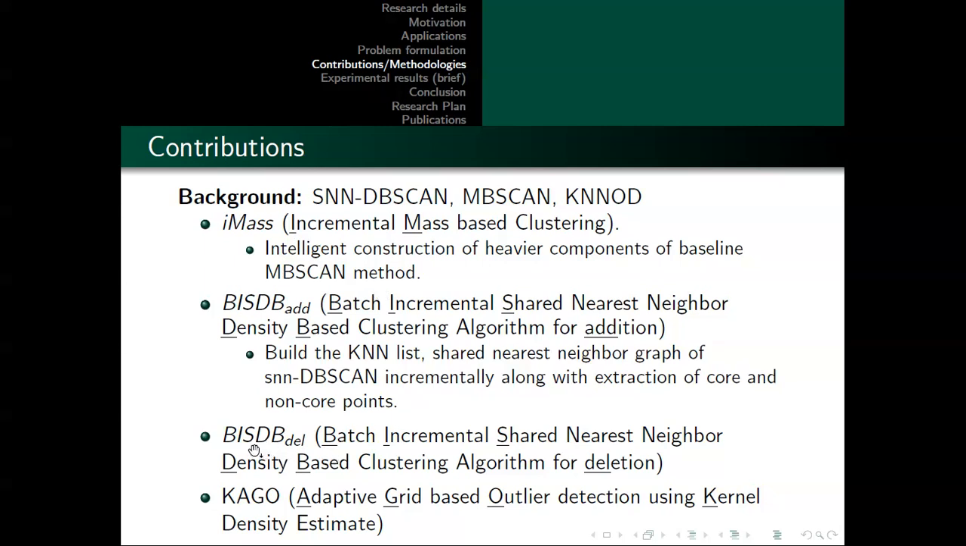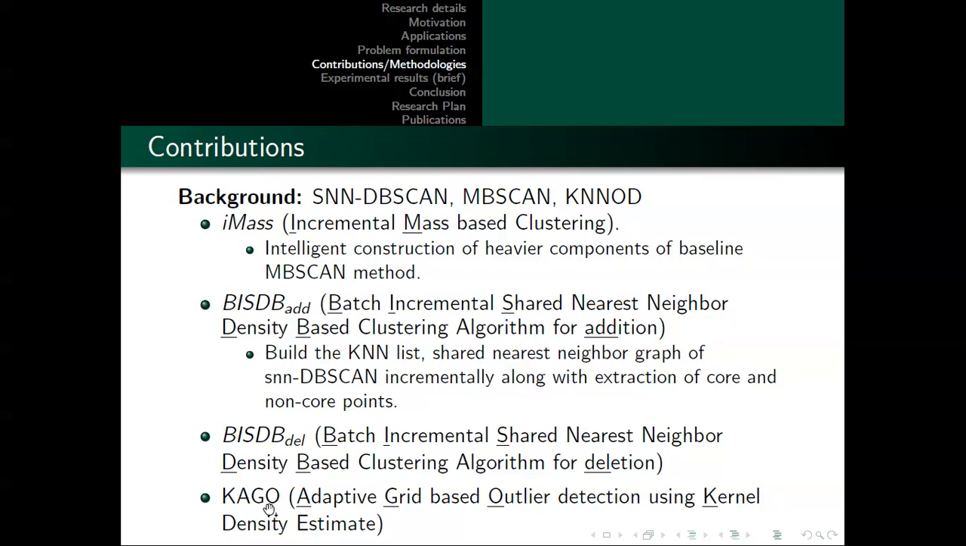For the third contribution, we have BISDB-del, which is an extension of SNN DBSCAN. SNN DBSCAN was the naive method. This is a deletion incremental method. The way BISDB was an addition incremental method, this is a deletion incremental method, and it also takes care of removal of points in batches. Both for BISDB and BISDB-del, we achieved a higher degree of efficiency. And similar to BISDB, BISDB-del has also produced exactly the same clusters as compared to SNN DBSCAN.